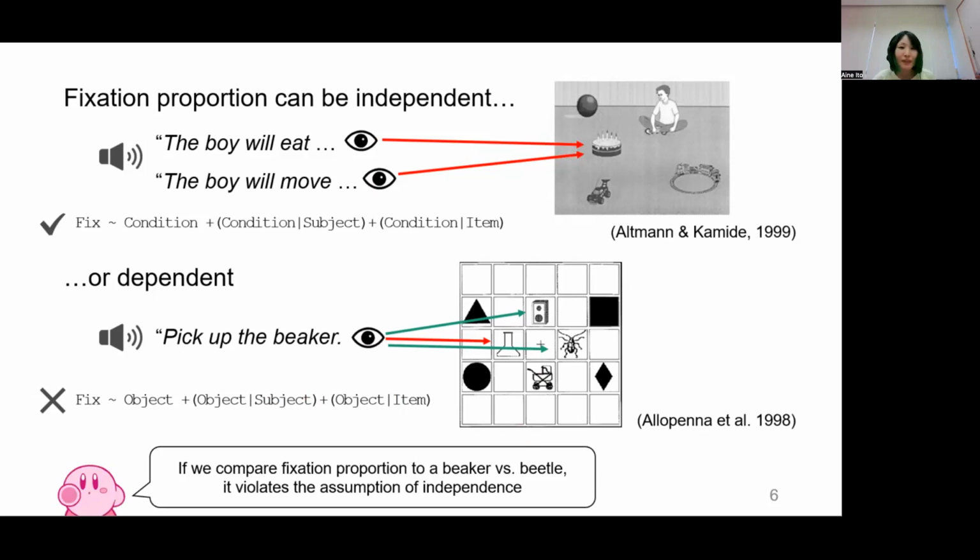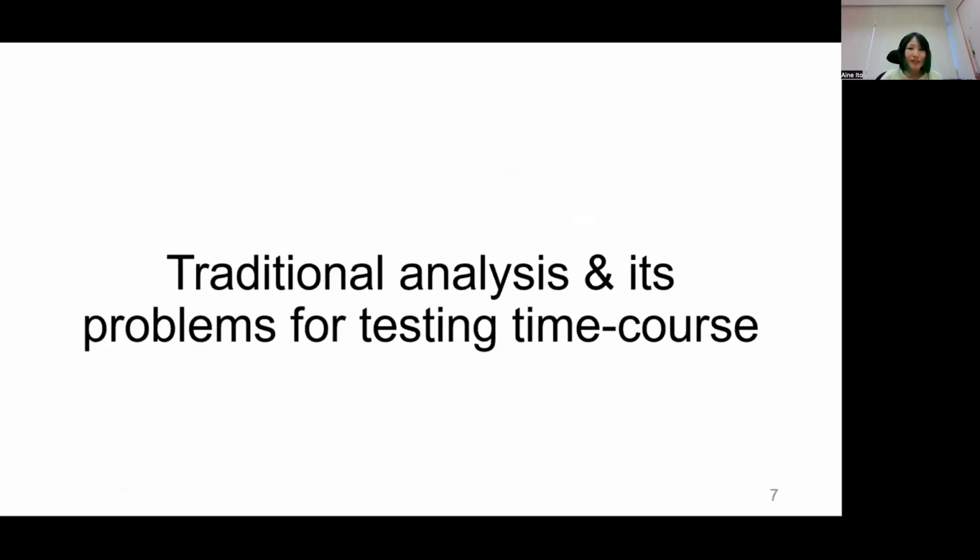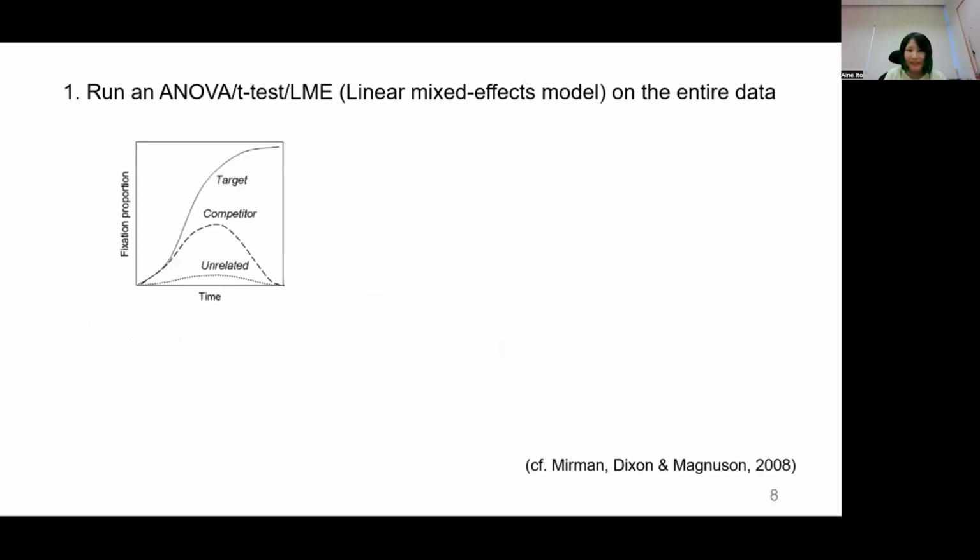Okay, so that's about the visual world paradigm. Let me now turn to the traditional analysis that's been used to analyze the visual world data and how it might be problematic when we want to test the time course effects. By traditional analysis, I mean ANOVA or t-test or linear mixed effects models, right? So if we have data like this.